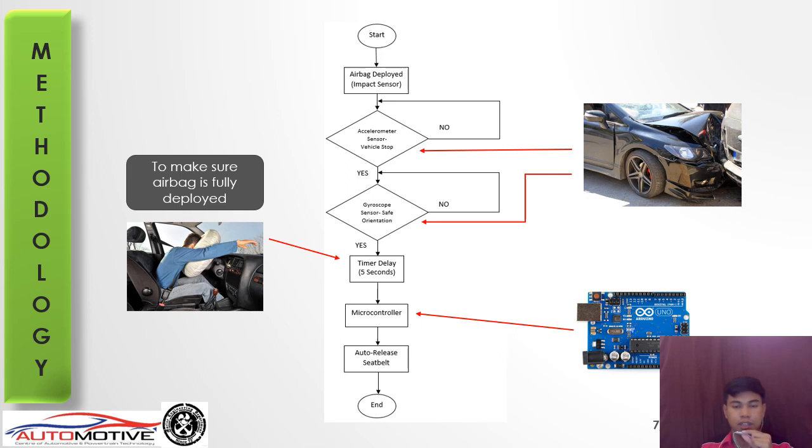If it doesn't detect the safe orientation, it will repeat the process until it finds the safe orientation of the vehicle. After that, the sensor will trigger the timer delay for 5 seconds, which is to make sure the airbag is fully deployed. Next, the microcontroller will actuate the auto release seatbelt and process the data given from all the sensors and the timer delay. Next, the seatbelt is open.